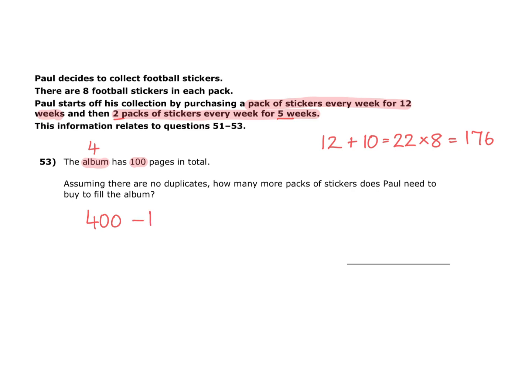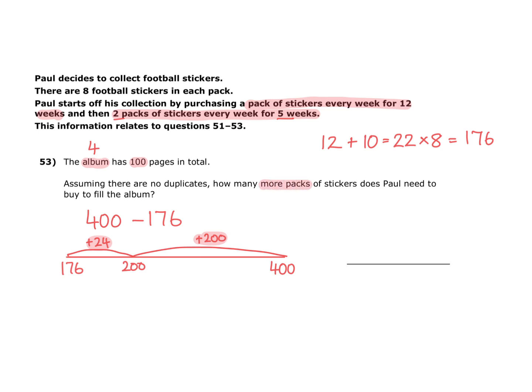So I can subtract 176 from 400 to find out how many stickers Paul would need to collect. I can work this out using a simple number line to help me count on. So I can start by saying 176 and 400 and find the difference by saying 176 plus 24 would get me to 200, and adding a further 200 would get me to 400. So in total, Paul needs a further 224 stickers.